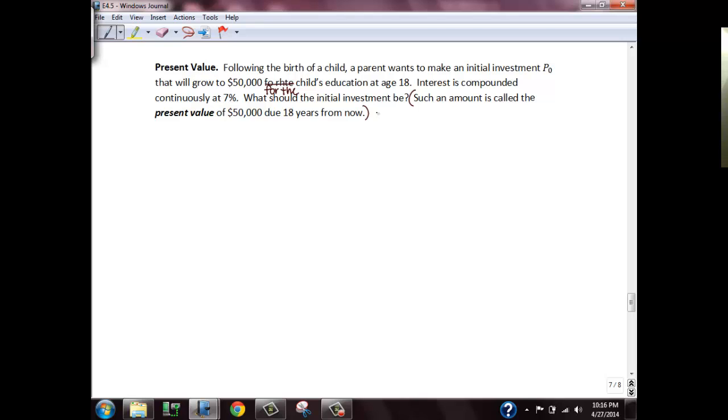All right, so what's happening is somebody had a baby, and by the time they're 18, they're hoping they have $50,000 for this kid's education. So they want to know how much money initially do they need to start off with in order for this to happen. So assuming we invest money and it grows, we want to use the exponential growth function, right? So we are hoping that our money increases. So we're going to go ahead and use P of t is equal to P naught e to the kt with a positive k because we want it to grow.